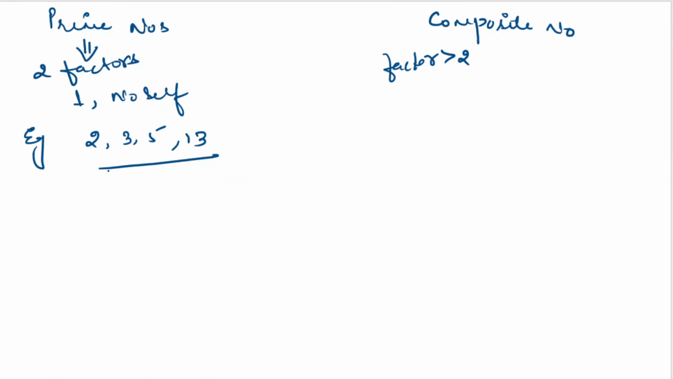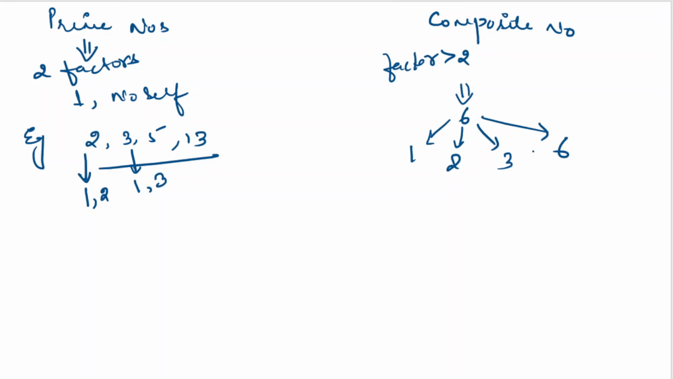Like 2 has only two factors, 1 and 2. 3 has factors 1 and 3. But 6 has factors 1, 2, 3 and 6. So 6 is your composite number. So your number line consists of either prime numbers or composite numbers. These are the two types of numbers.